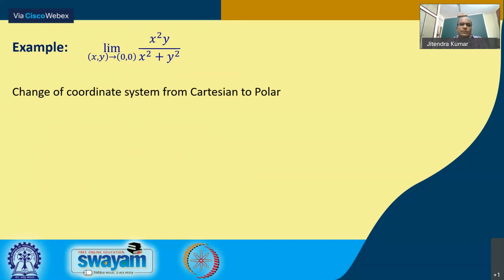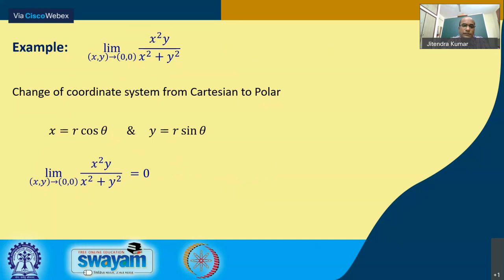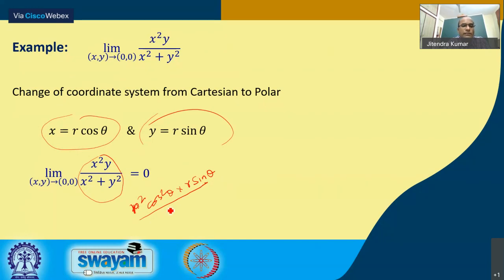For instance, here we want to change the coordinate system from Cartesian to polar. So we will apply the transformation x = r cos theta and y = r sin theta. Because if you see here, we have x square y and x square plus y square. So for x we will put r square cos square theta, y is r sin theta, and here x square plus y square is equal to r square.